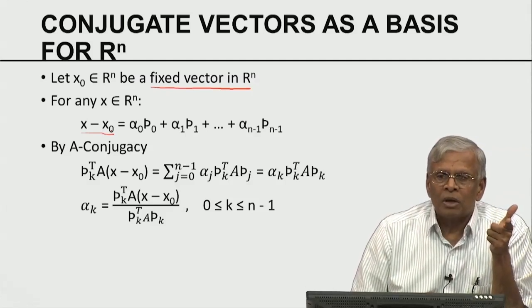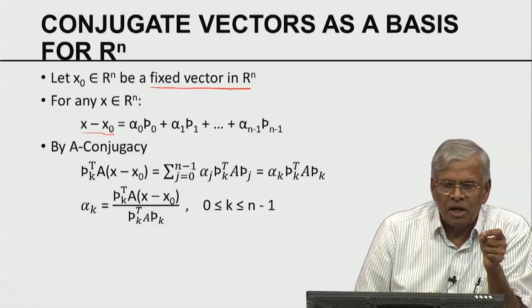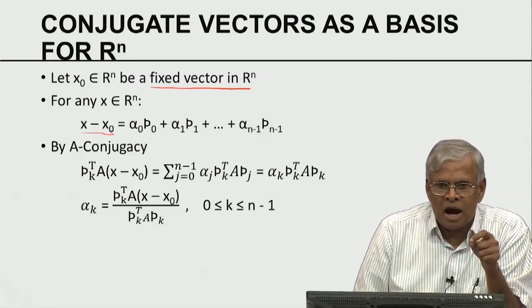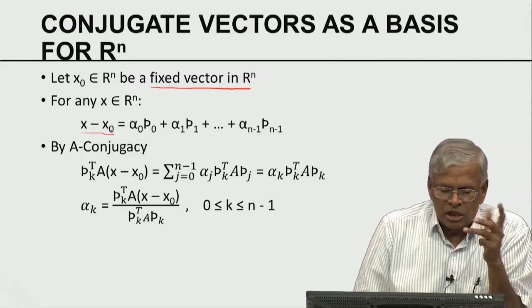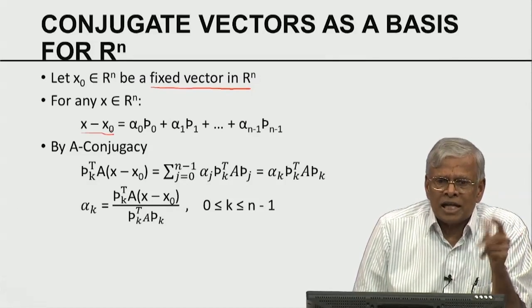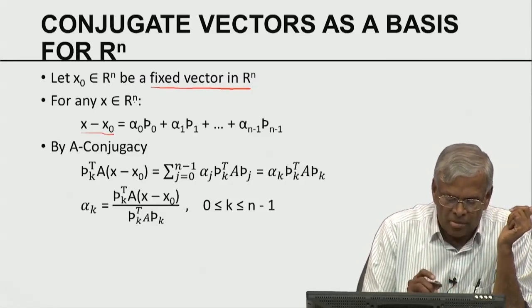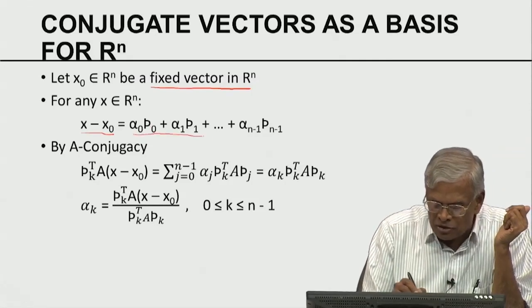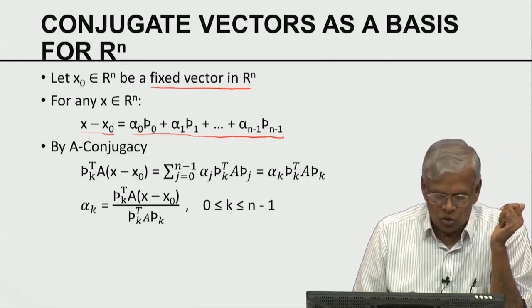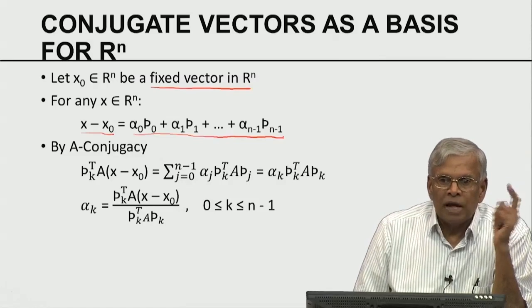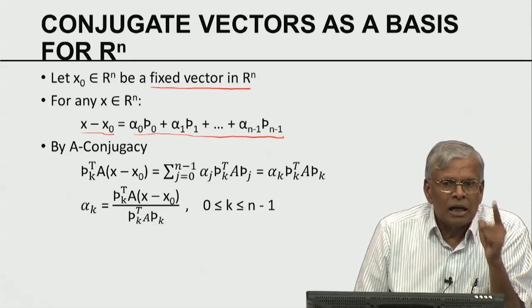So, what is the idea here? I pick x naught and consider x naught as the new origin, and consider any vector x with respect to x naught. So, x minus x naught is the vector with respect to the origin at x naught. If x naught is 0, x is a vector with respect to the origin itself. For any vector x, let x minus x naught be expressed as combinations of p naught, p 1, up to p n minus 1. I have not proved that they are linearly independent if A conjugacy holds. That is a homework problem for you.